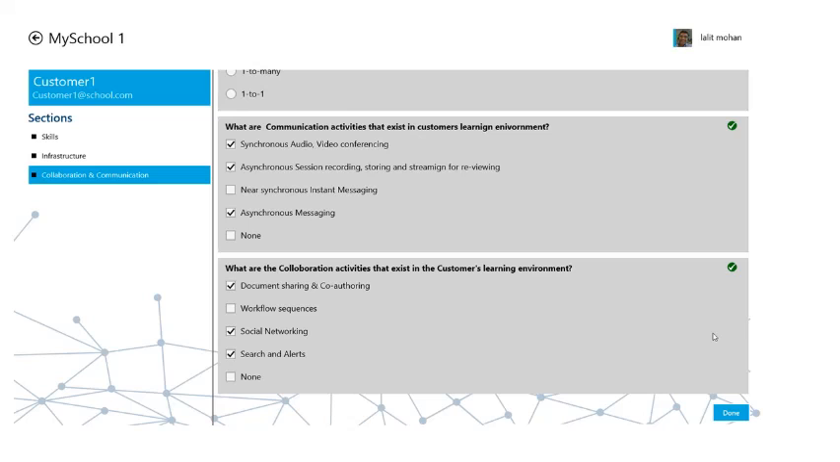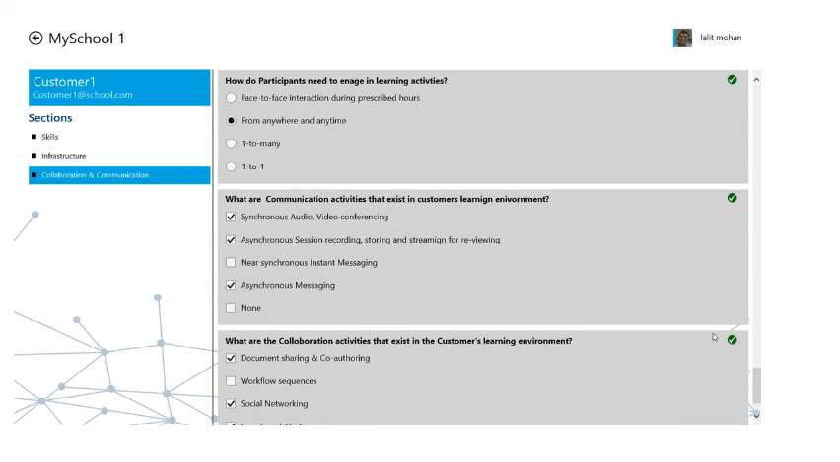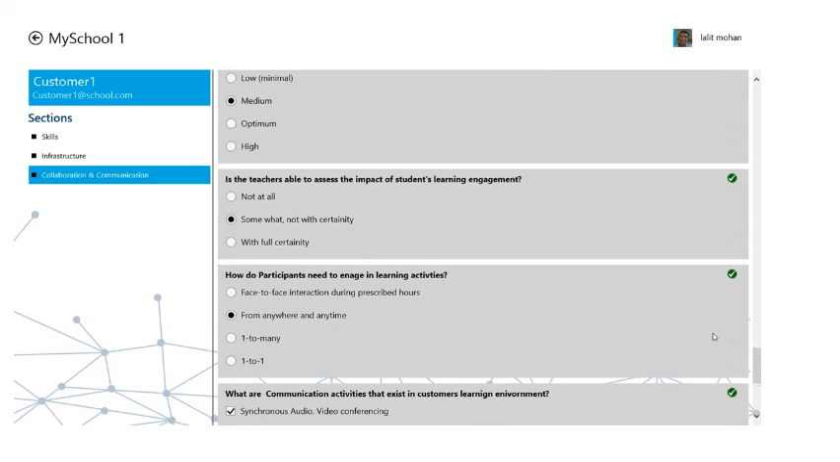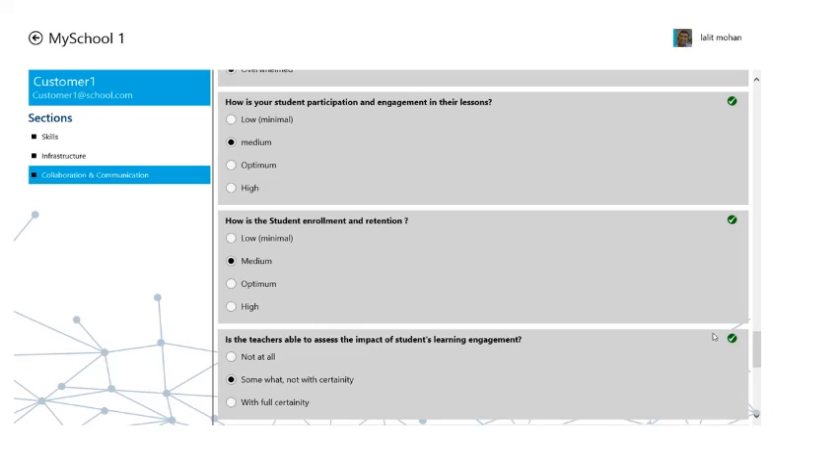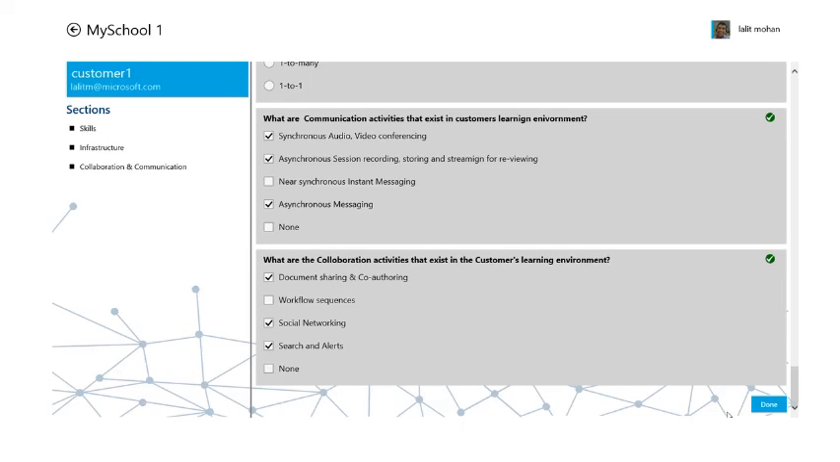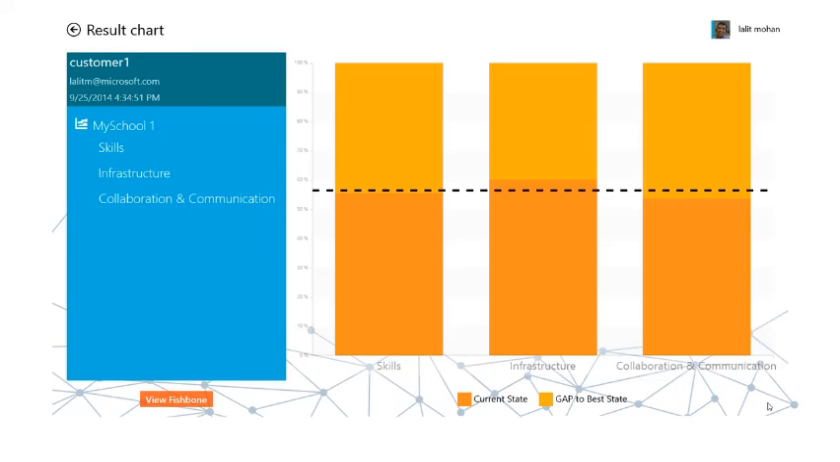Customer 1 would like to raise the engagement and the enrollment of the students and teachers and would want to enable students and teachers to be more productive, releasing time for thinking and reflection. Once all the questions are answered, press the Done button at the bottom right of the screen. StarLite will show the as-is state of Customer 1 by the orange bars for the respective sections.